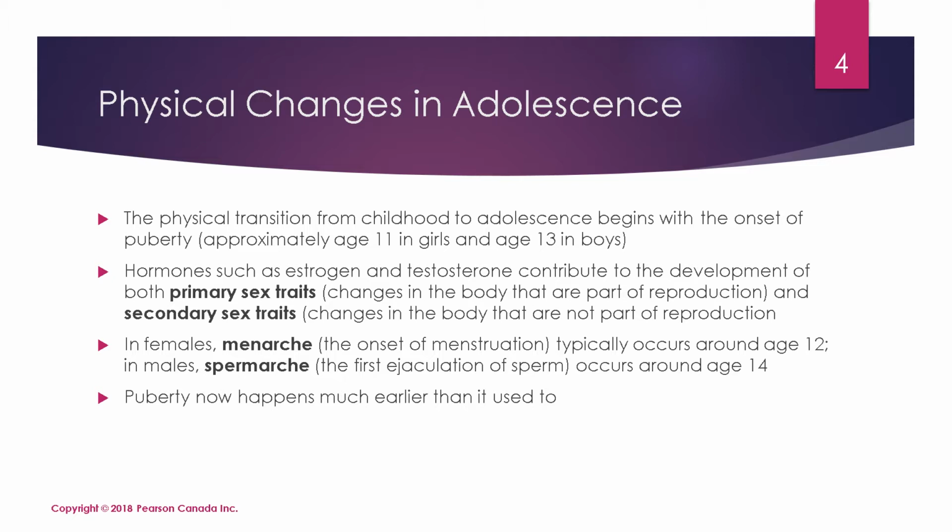So in females, menarche, which is the onset of menstruation, typically occurs around age 12, and in males, spermarche, which is the first ejaculation of sperm, typically occurs around age 14. Again, those are very variable depending on the person, so not every person is going to go through puberty at the same rate or at the same time, but those are just kind of the average times in which those things tend to occur. Puberty now does tend to happen much earlier than it used to.